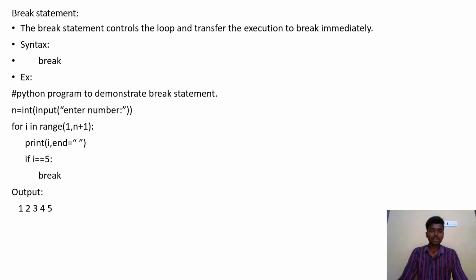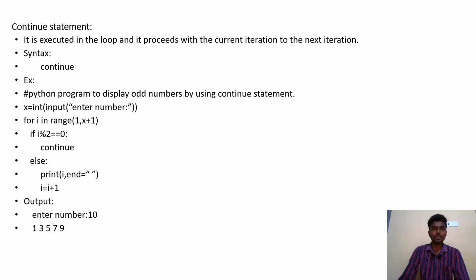Then I'm saying print i comma end equals to colon, and this end is a parameter which is used to print the output in a single line. And I'm saying if i equals to 5, break. Whenever i is equal to 5, the for loop gets terminated and the output is displayed up to 5.